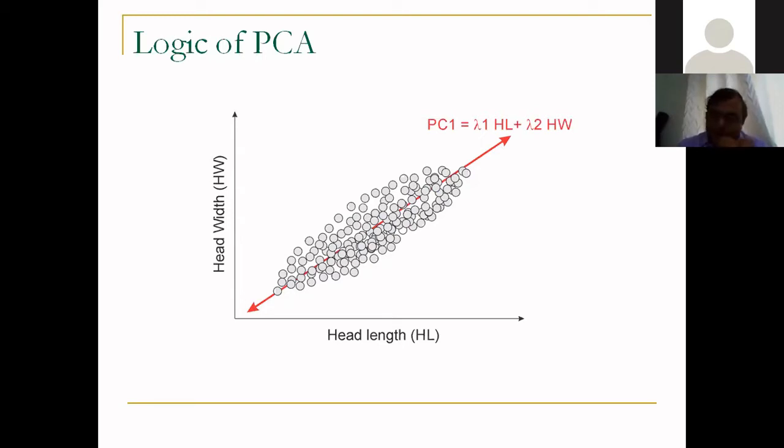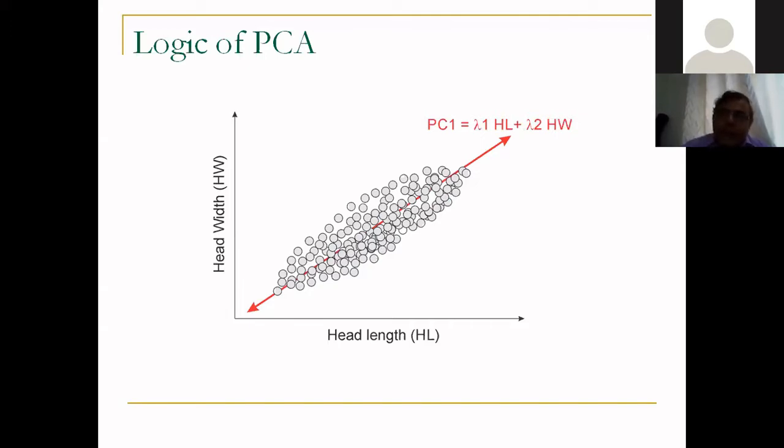Now, if somebody asks you, what is this new axis? Is it head length or is it head width? Well, it is not just head length or just head width. It is a linear combination of both. So the axis actually contains both things: it has head length as well as head width in it. So when I look at this new axis, I'm not looking at head length or head width alone. I'm looking at the effect of both in my data.